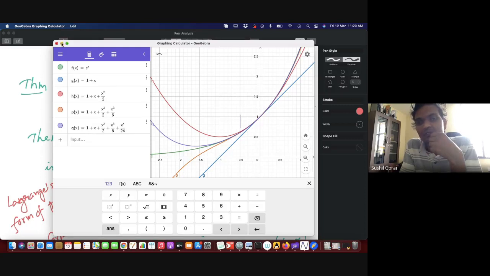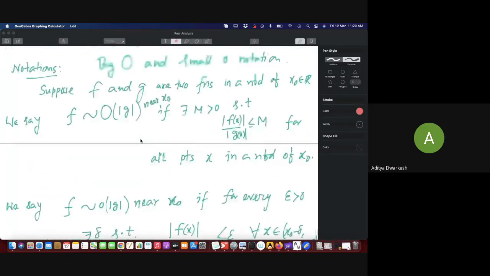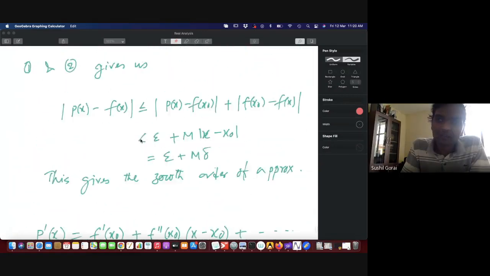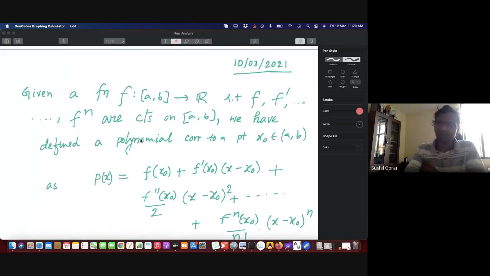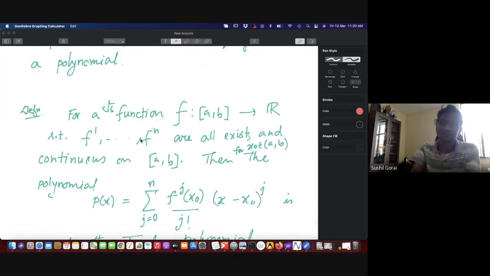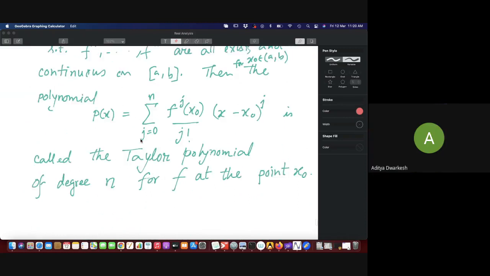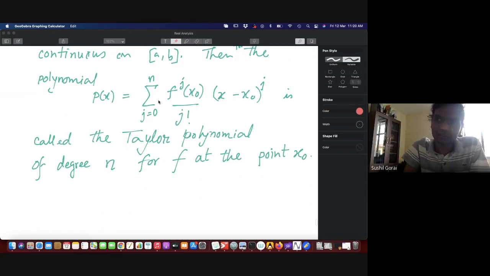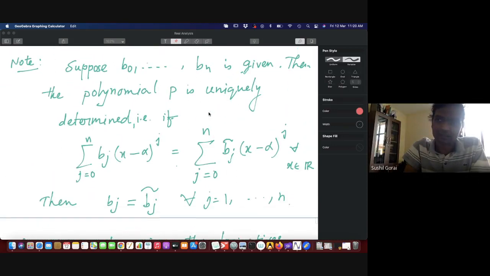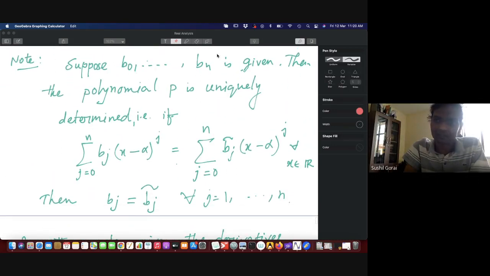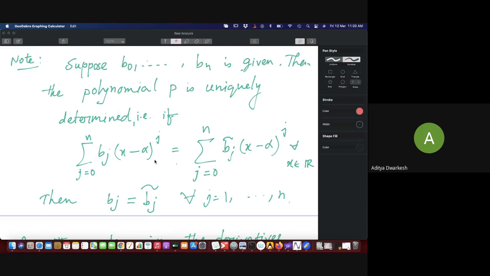So what did I say? Let me go back. Yeah, so this part is a little bit tricky. So you get the polynomial p(x) determined this way. So this was the point. This polynomial of this form is uniquely determined if we set p_n(x naught) equals f_n(x naught), where n is the nth order derivative.